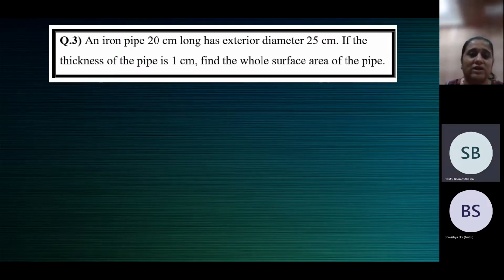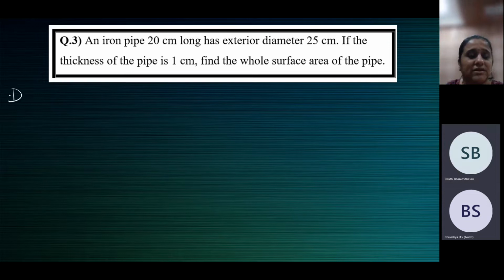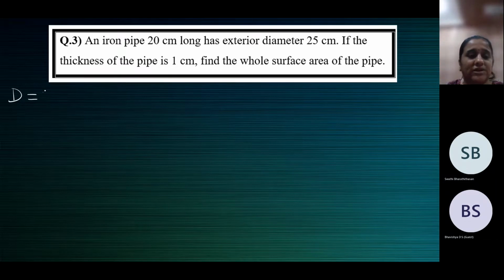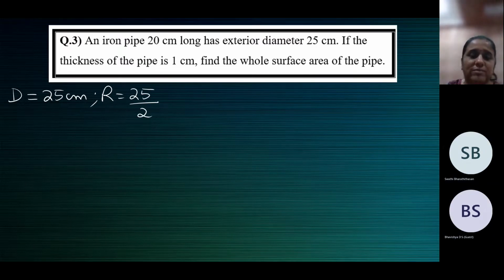Okay, let me get the basic values. Please tell me the values of small r, capital R, and H. What is given in the question? Exterior diameter. Which letter represents exterior diameter? Capital D, ma'am. Capital D is how much? 25 centimeters. Then what's the value of capital R? 12.5 centimeter. You can take this 12.5 or 25 by 2 itself, whatever. Both are correct.